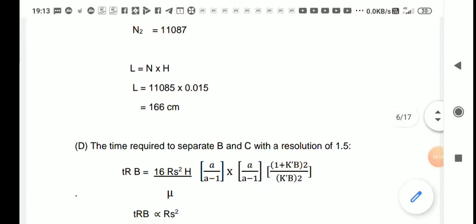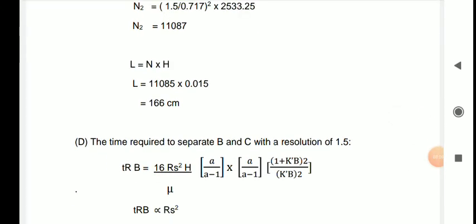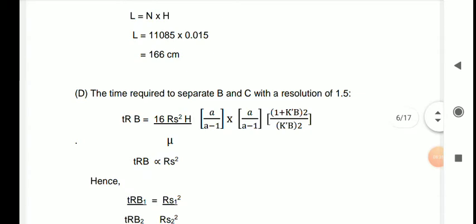Part D is to calculate the time required to separate B and C with a resolution of 1.5. Now you know that the time required for separation, tRB, is proportional to Rs square. Here tRB is for the second solute, so in our case it will be tRC. The general formula is tRB because when we consider A and B, but here we are considering B and C, so we are talking of tRC, but in the formula it is tRB. So your tRB is proportional to Rs square.